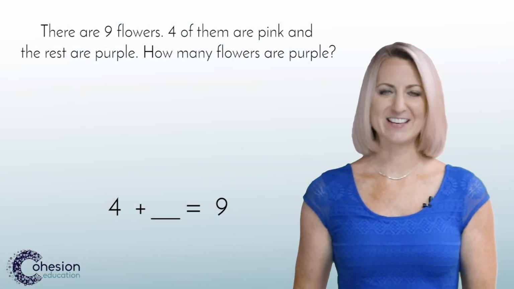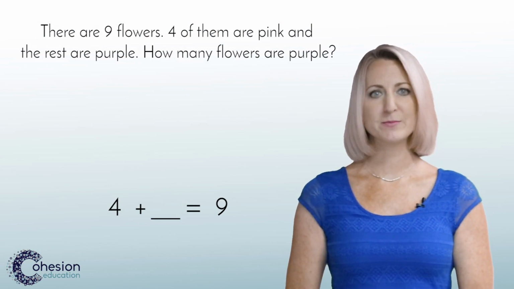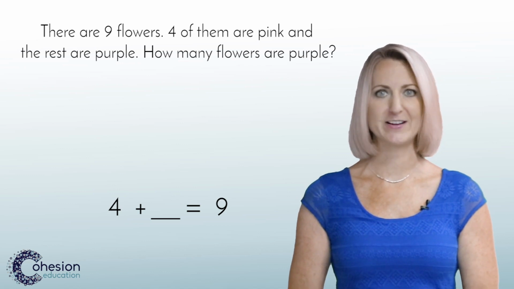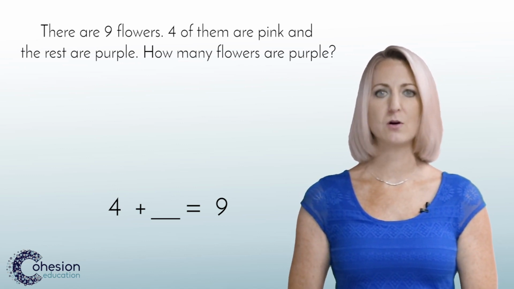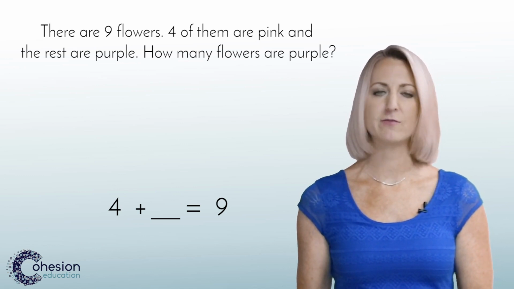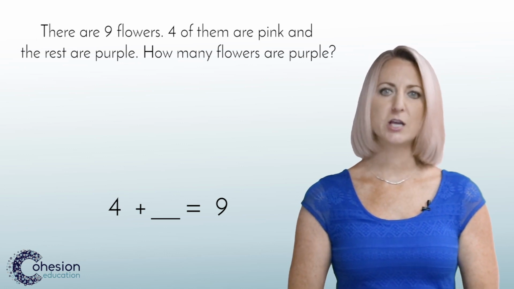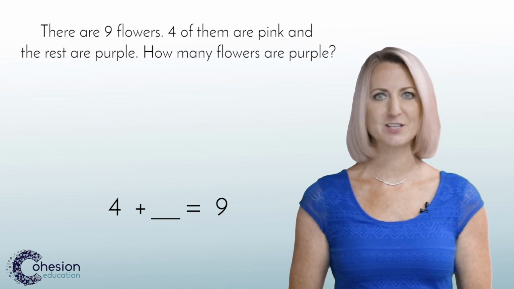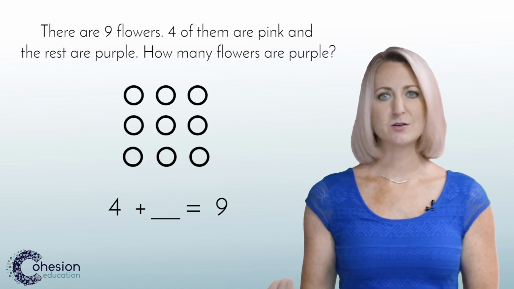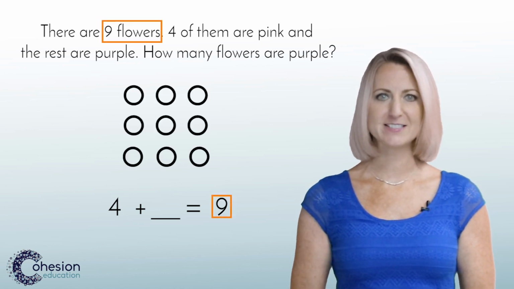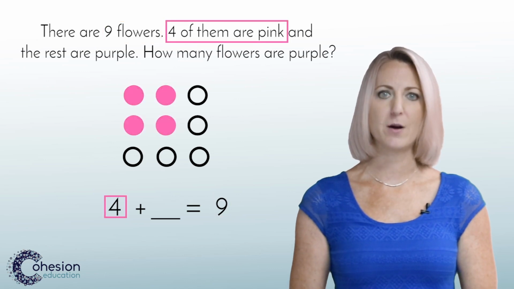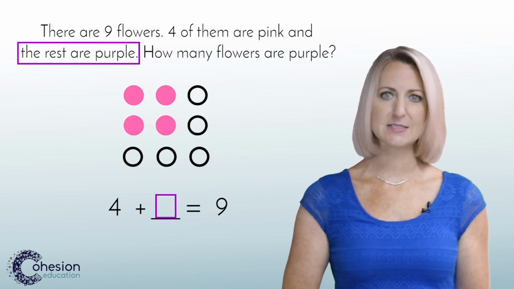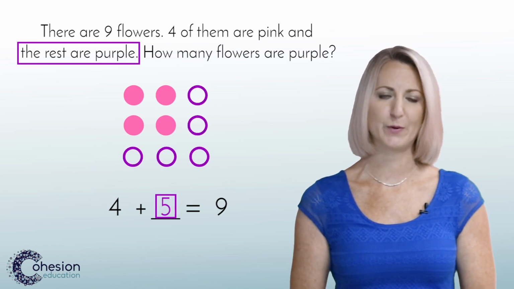To extend this lesson, provide students with problem scenarios where one of the addends is missing, but the total amount is given. For example, we could use the same scenario from our earlier example and change it so that we're looking for a missing addend instead of the total. Students would model the 9 flowers and then show that 4 of them are pink. They could then count the rest of the flowers to see that 5 of them would be purple.